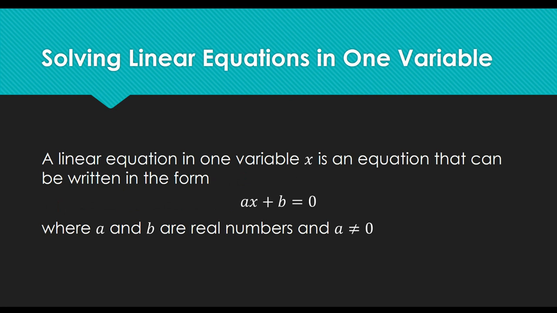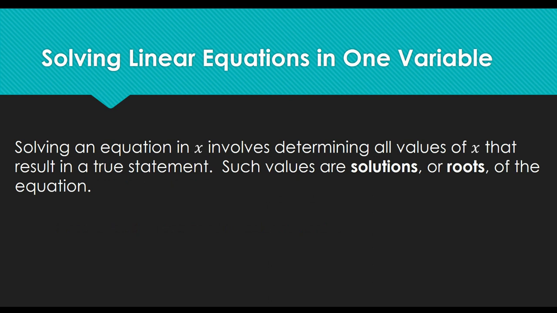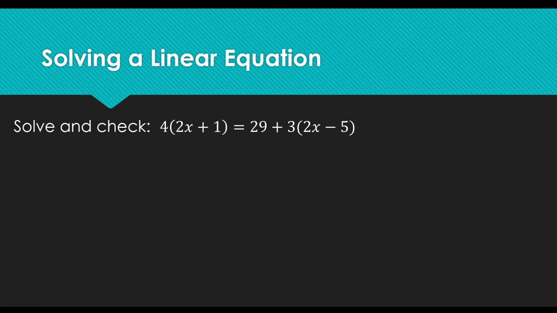A linear equation in one variable x is an equation that can be written in the form ax plus b equals 0. A and b are real numbers. A cannot equal 0. Solving an equation in x involves determining all values of x that result in a true statement. Such values are solutions or roots of the equation. So anytime I say what's the solution or what's the root, that means you're finding the answer that gives me every value that makes that equation a true statement.